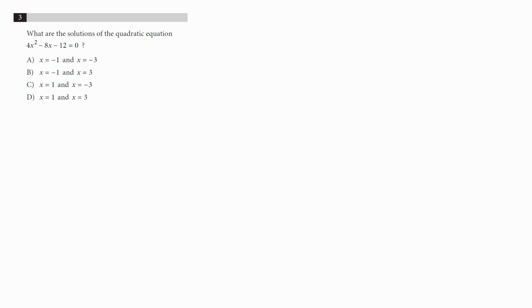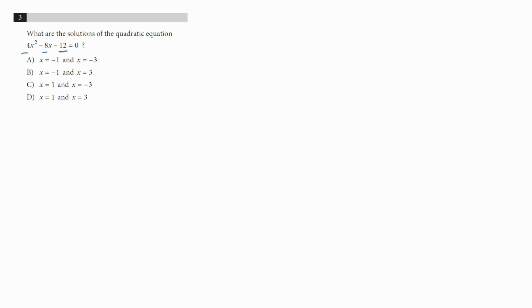Number 3. What are the solutions to the quadratic equation 4x squared minus 8x minus 12 equals 0? So there's a couple of ways you can solve this. Since each coefficient of the quadratic is even, that means that there's a common factor of 2. So we can simplify this a little bit.